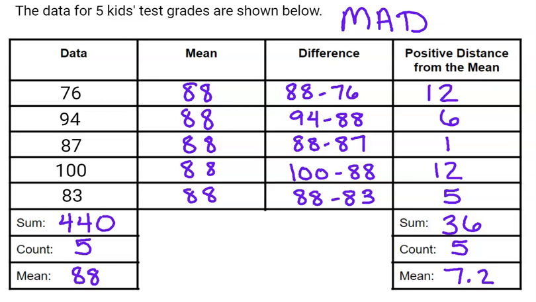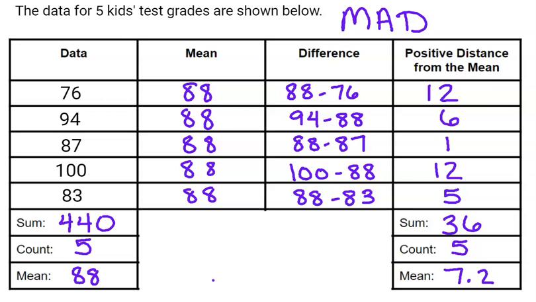So what this is saying is how far away our information is from the mean of 88. Since 7.2 is kind of big in each direction, that means our values are really spread out, which you can see because we go from 100 to 76. So they are kind of spread out, and that means that they're not all that close to the mean of 88.